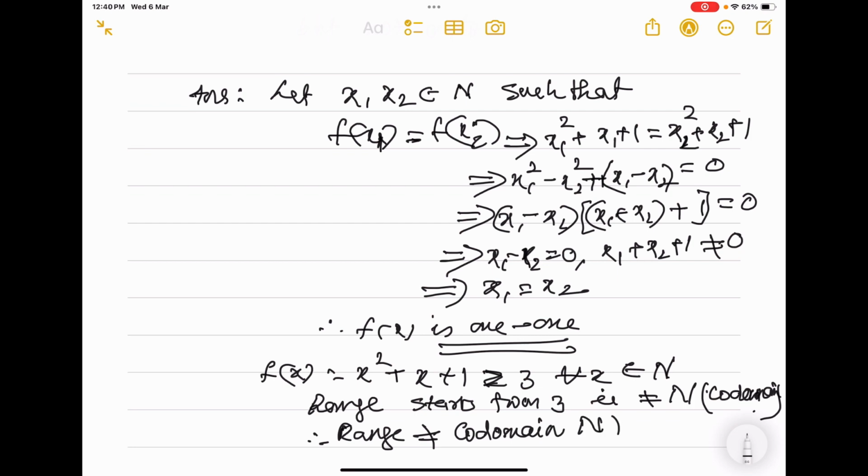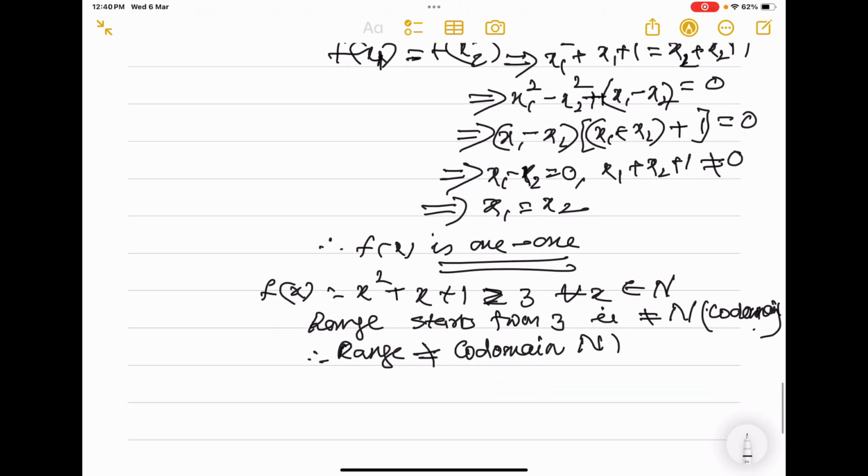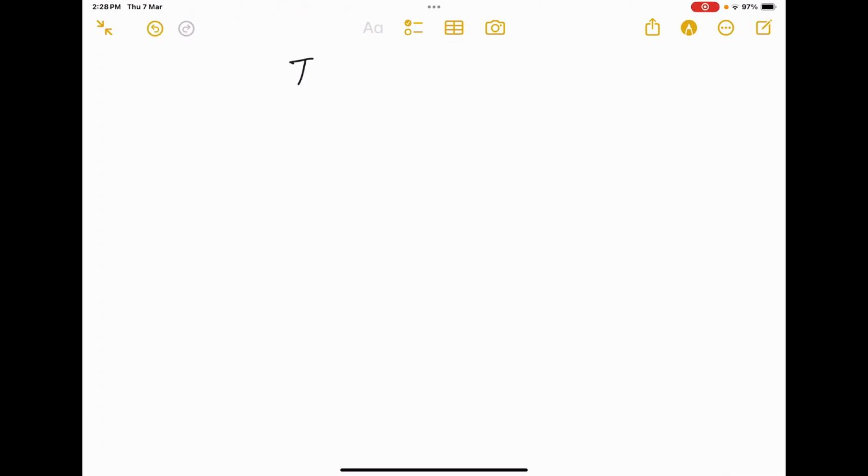N means natural numbers. In natural numbers, we want 1 and 2 also. But in our range, there are no numbers 1, 2. It starts from 3 itself. So, f is not onto. To prove bijective function, bijective, that is 1-1 and onto.